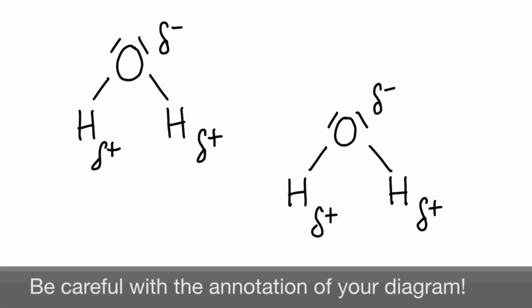It is important to note that the delta symbol is illustrating here a small change, so slightly negative or slightly positive. So don't confuse this with a negative sign or a positive sign, which is what we would use for ions. So because water is a polar molecule, we say the oxygen is slightly or delta negative and the hydrogen is slightly or delta positive.